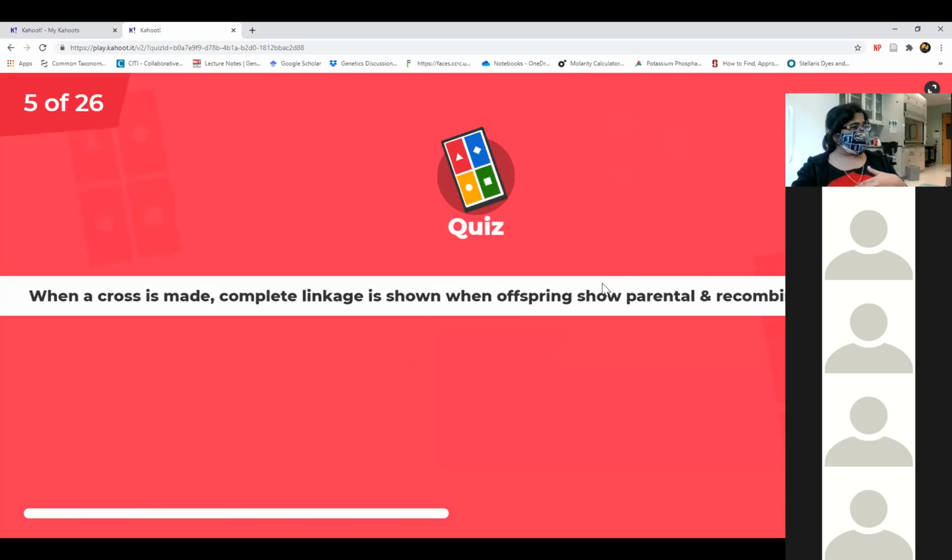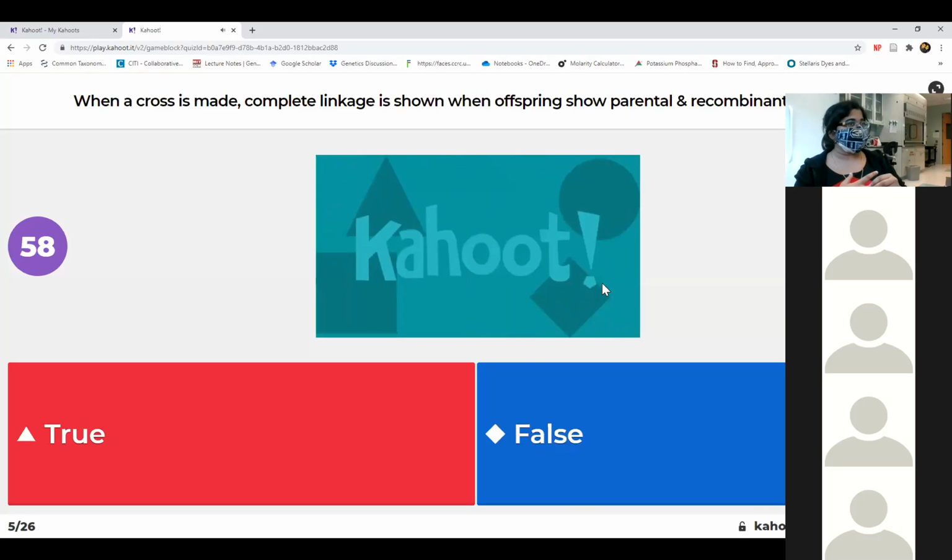When a cross is made, complete linkage is shown when offspring show parental and recombinant genotypes.